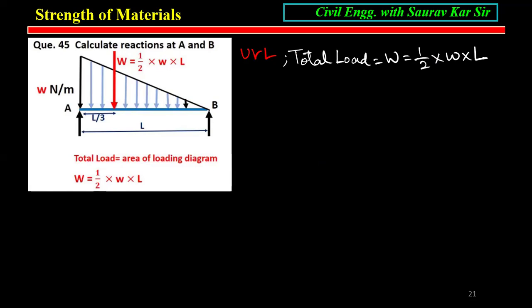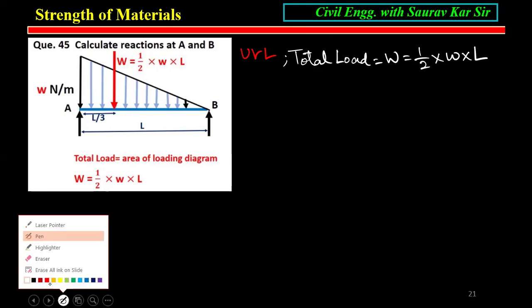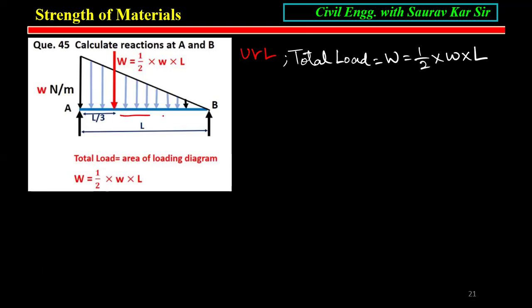Now reactions A and B. The CG is already shown, I told you, at L by 3. This distance is L by 3, so the other will be L minus L by 3, that is 2L by 3. In this case it is not symmetrical. Even though it is simply supported, two equations, two unknowns. RA plus RB is equal to WL by 2. It is equation A. Second equation, summation of moment about A equals 0.